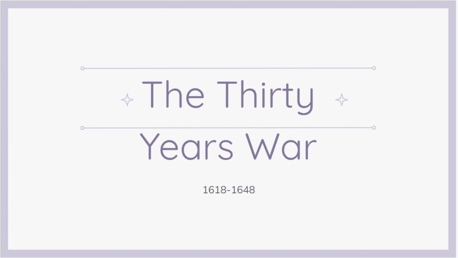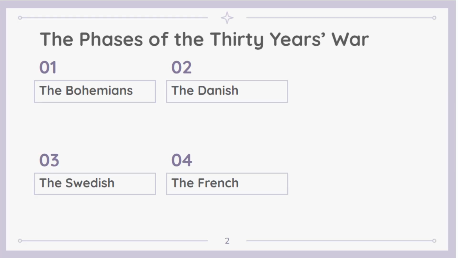Hello, everyone. Today we're diving into one of the most destructive and complicated wars in European history, the 30 Years' War. It's messy and it's long. But don't worry, we'll break it all down phase by phase and point out the most important parts. So, the 30 Years' War lasts from 1618 to 1648, and it's usually divided into four key phases: the Bohemian phase, the Danish phase, the Swedish phase, and the French phase.